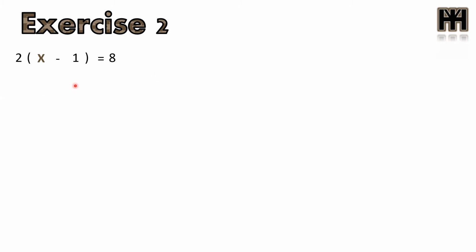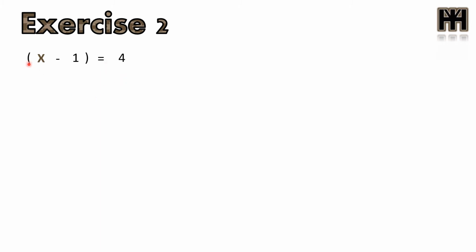Remember the order of operations? We have AS, addition and subtraction, then division and multiplication, then exponents, and then brackets. So we have 2 multiplied to the bracket. We'll send it to the other side. It has the priority in the order of operations. We'll send it first. So we have x minus 1 equals 8 over 2, which is 4.